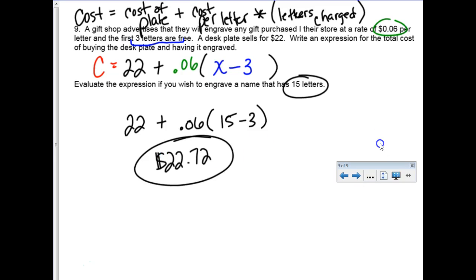Excellent. All right, and that is the end of our recorded lesson for 1.3 Part 2. Remember, there's another half to 1.3 where we just simply are simplifying and evaluating algebraic expressions.